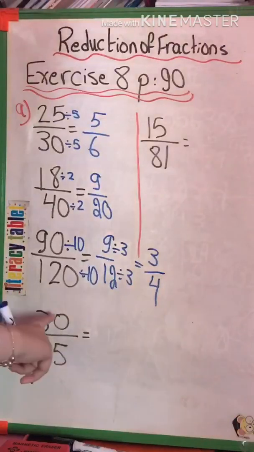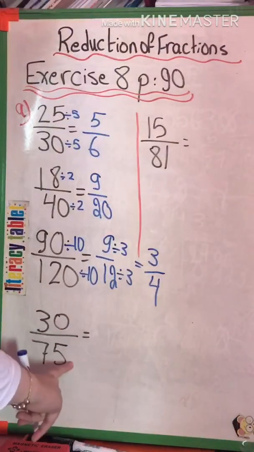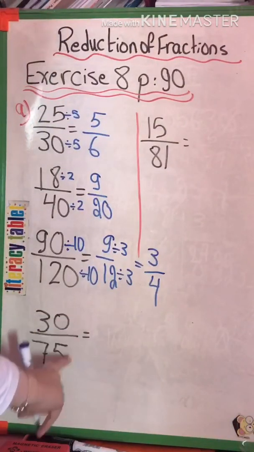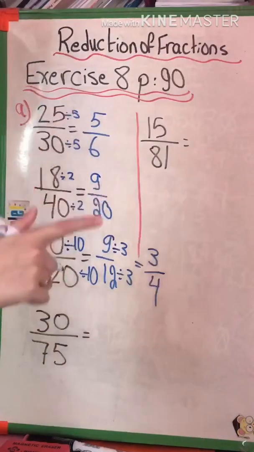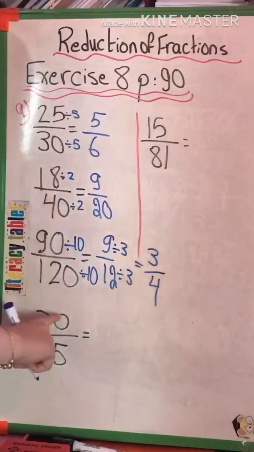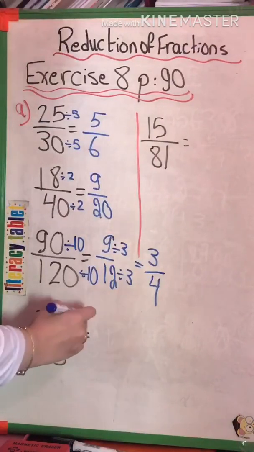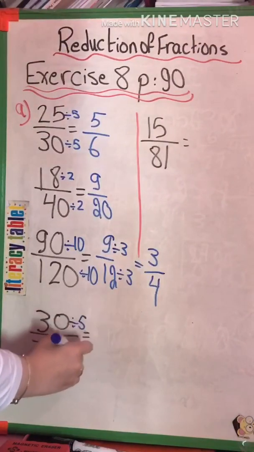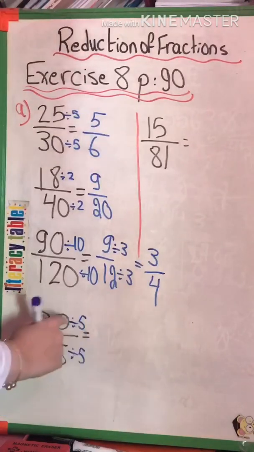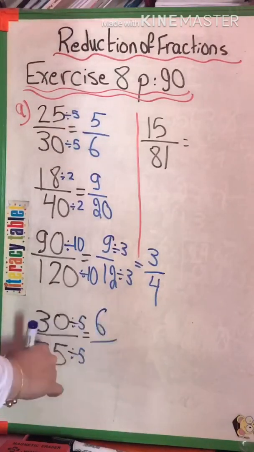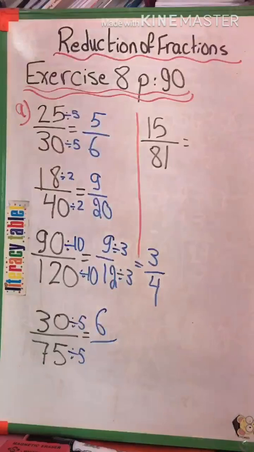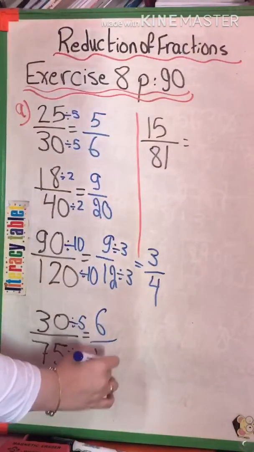Okay, this one. Here I can divide by 10, but here not. Pay attention, I have to divide the numerator and the denominator by the same number. So I can't divide by 10, but I can divide by 5, yes. So let's divide by 5. 30 divided by 5 gives me 6. 75 divided by 5 gives me 15.